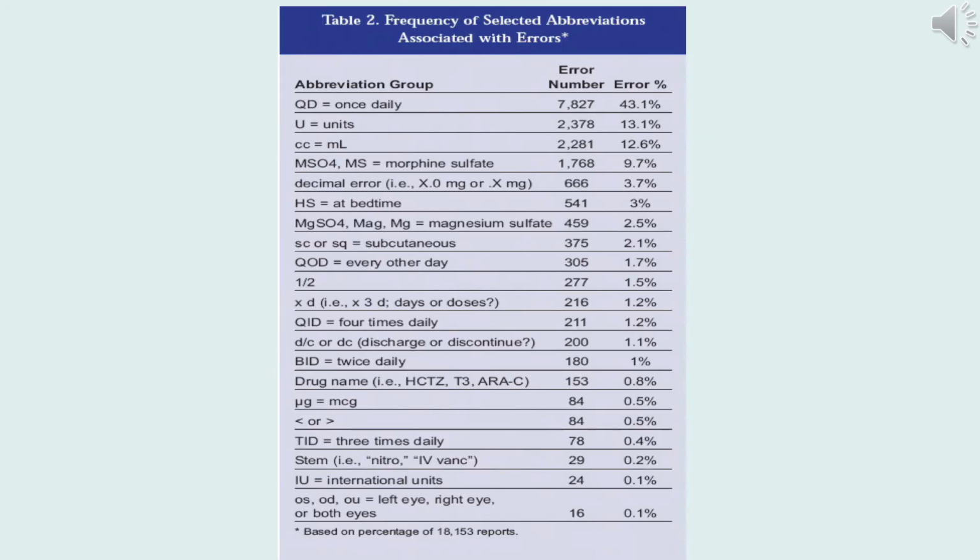This is a list of medical abbreviations and the associated error rate that they have produced. This is information collected from a study of medication errors based on abbreviations. You will see that QD, most frequently associated with errors, can be easily interpreted as once daily or 4 times daily. Units, the second worst, can be interpreted as extra zeros after the number.